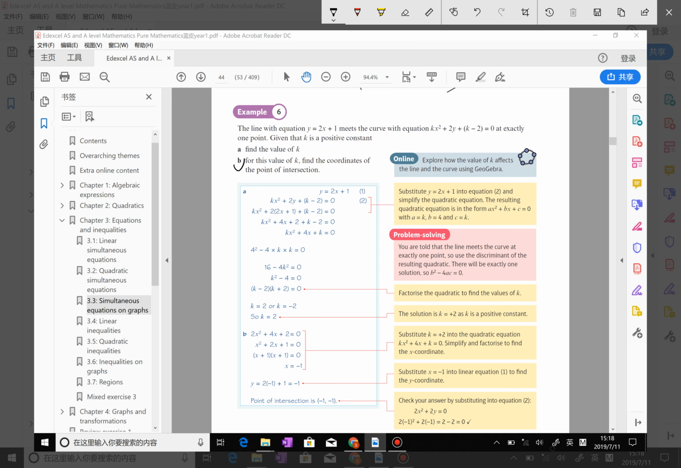Let's look at part B. For this value of k, find the coordinates of the point of intersection. So we directly substitute k equals 2 into the equation. We have the final equation 2x squared plus 4x plus 2 equals 0. We divide both sides by 2 and have x squared plus 2x plus 1 equals 0. So we have x equals negative 1, and then we substitute x equals negative 1 into the linear function. We get y equals negative 1 also. So the coordinates of the intersection are (-1, -1).